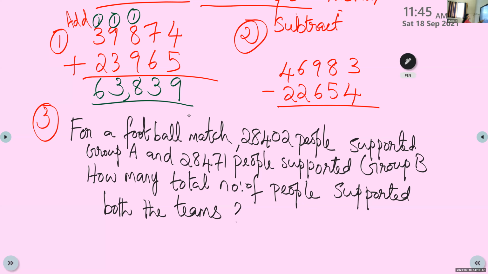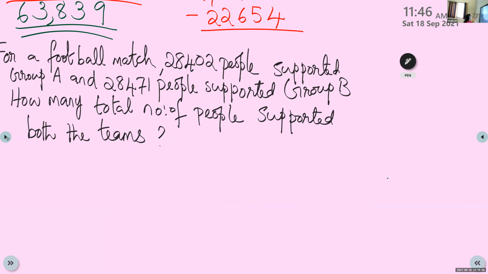Children, please check whether you got the answer. 63,839. Ma'am, I got the same answer. Very good. Okay. Now we will discuss question number 2.